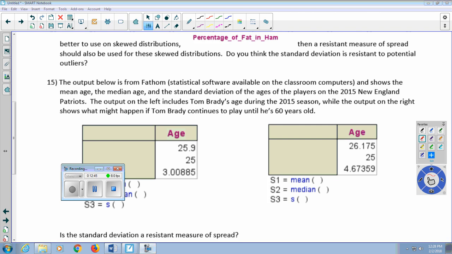Now, let's think about the standard deviation. Do you think the standard deviation is resistant to potential outliers?